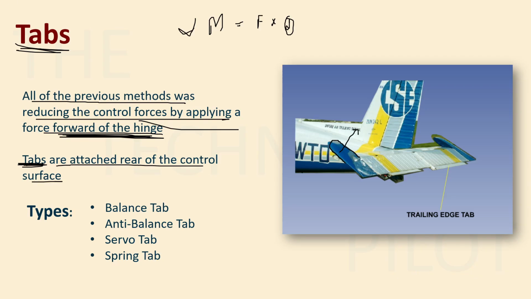So these little things that you're seeing here, these are your tabs. They are attached at the rearmost surface of your control surface. This is your control surface, and tabs are attached at the most rear end. So these are very small control surfaces by themselves. We'll study what tabs are. So we have four types: balance, anti-balance, servo, and spring.